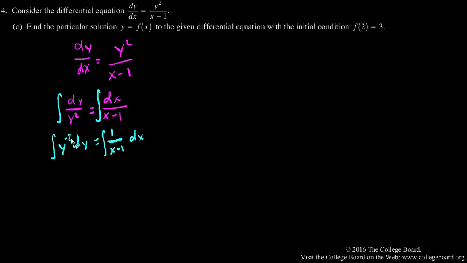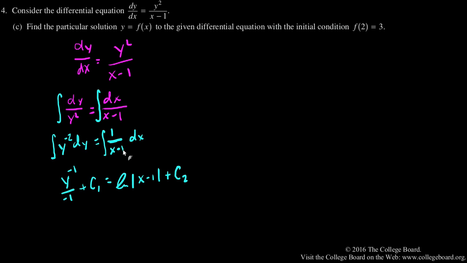So the antiderivative of y to the negative second, well, you add 1 to the exponent and get y to the negative first. And then you divide by this exponent, so over negative 1. And I'm going to have a constant c1. Over here, this works almost exactly like the antiderivative of 1 over x, which is going to be the natural log of the absolute value of x minus 1 plus c2. Now, I don't usually show both of these when I'm actually doing the work, but I want to make sure it's clear that we get constants of integration from both.